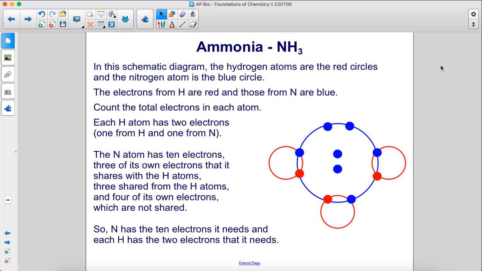In this schematic diagram, the hydrogen atoms are the red circles and the nitrogen atom is the blue circle. The electrons from hydrogen are red and those from nitrogen are blue. Count the total electrons in each atom.